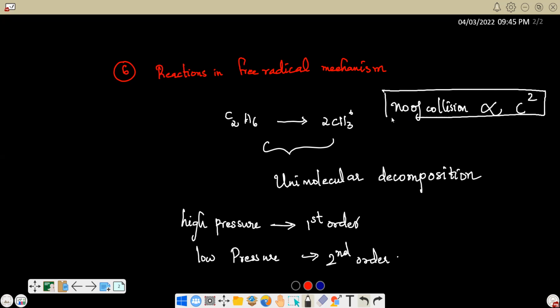This is very important. So when a unimolecular reaction takes place, if the collision takes place, the activation of the molecule occurs. That means the reaction is following second order kinetics. Why? Because the number of collisions is directly proportional to the concentration. Okay.